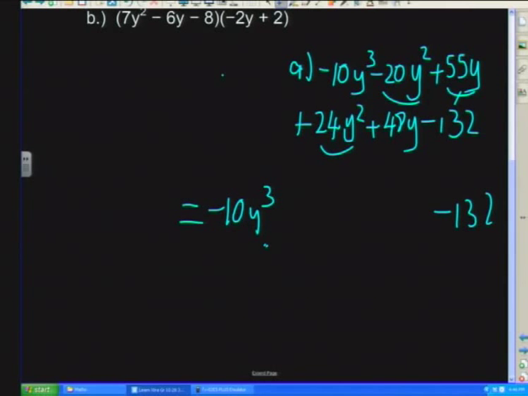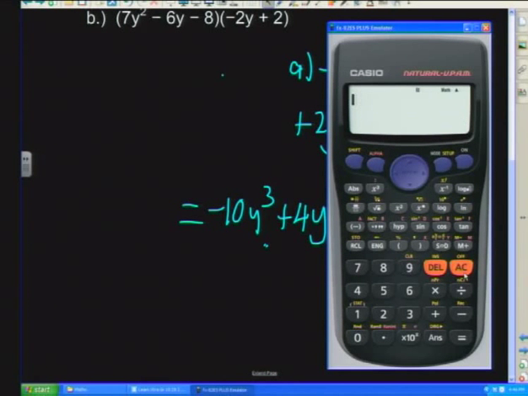Okay, so that one and that one, and minus 20y squared and positive 24y squared. So minus 20y squared plus 24y squared will give me positive 4y squared. And then positive 48y plus 55y. Okay, let's do that on our calculator. So we've got 48 plus 55.